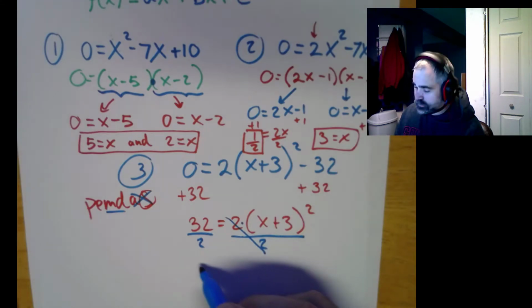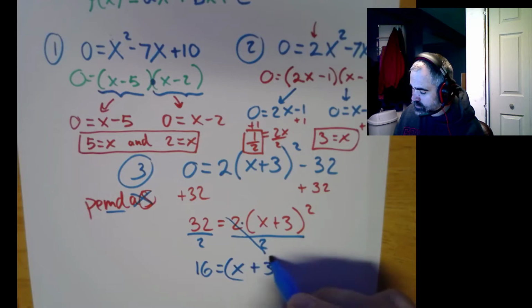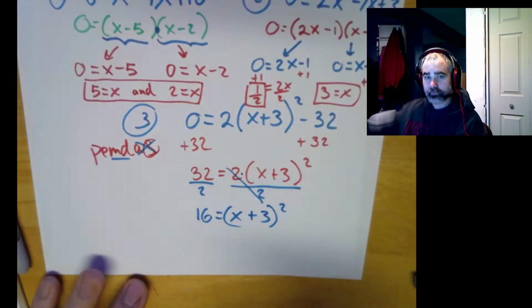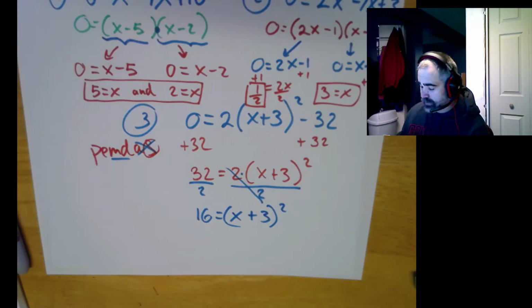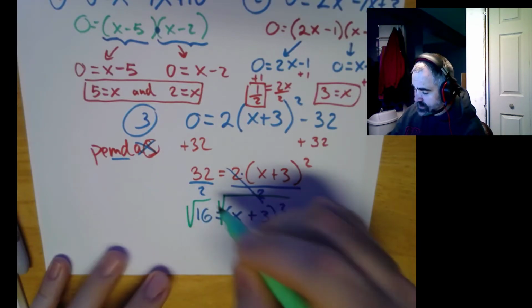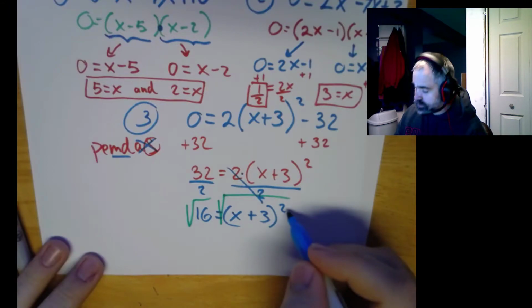32 divided by 2 is 16 equals x plus 3 squared. Then I am now at exponents. So the opposite of an exponent is a square root, so I'm going to square root both sides here. Those squares and square roots cancel out, leaving me with the square root of 16, which is 4.